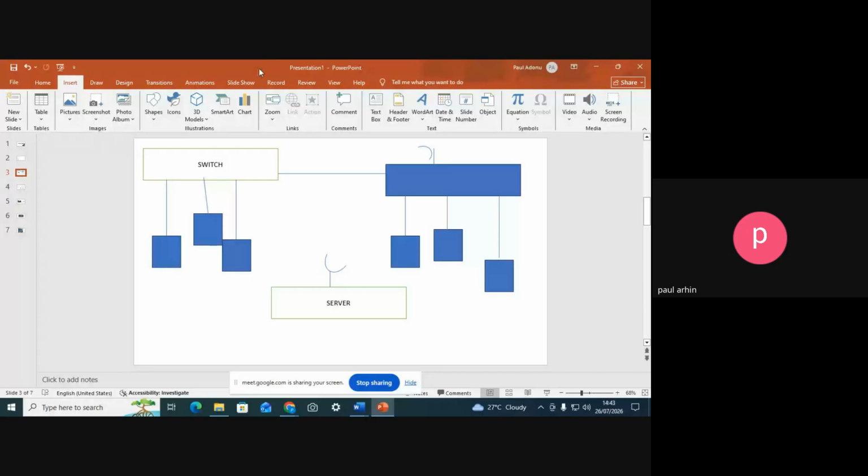Let me try to get a picture of a bridge at work. Let me see if I can find it. I think there was something here.